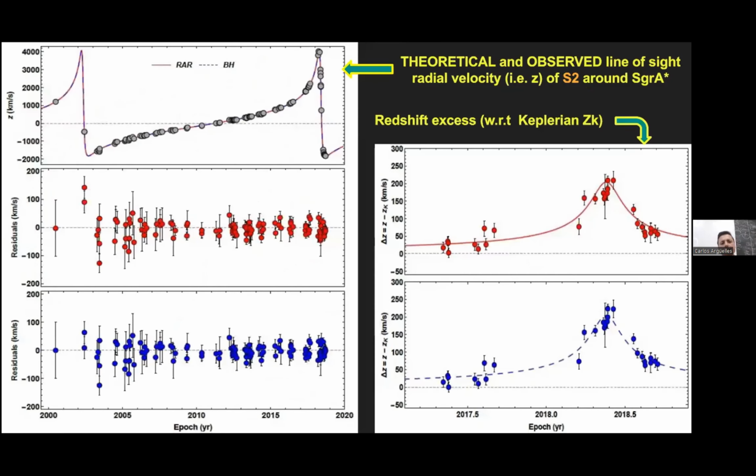And in this slide, I show now the line of sight radial velocity, or sometimes called Z, redshift of the star, that you can see here in the upper left plot, when the star is approaching us and then receding from us with this typical cyclic plot. And interestingly, it can be shown that the redshift excess, meaning when the star flies by towards the pericenter, shows a relativistic effect due to the relativistic redshift, which in this peak implies that this is Z minus Z Keplerian. Keplerian is the one if Newtonian gravity only applied.